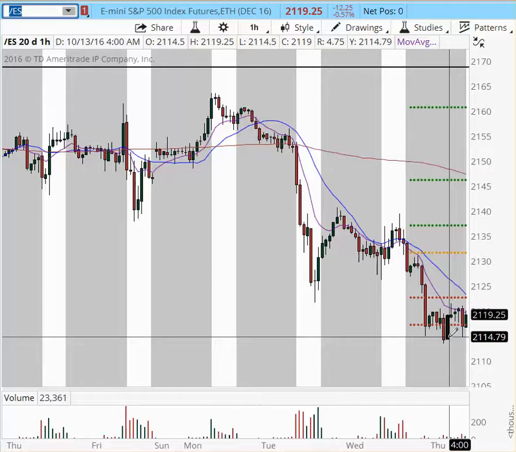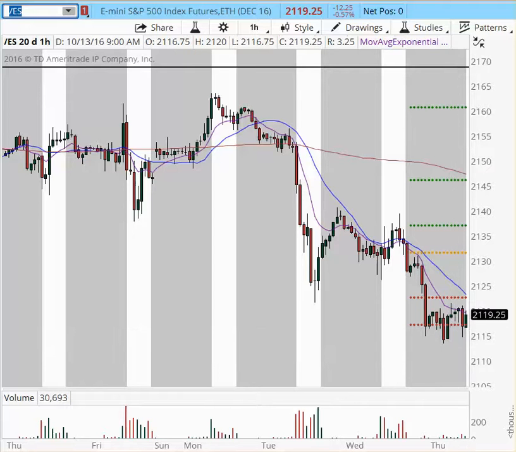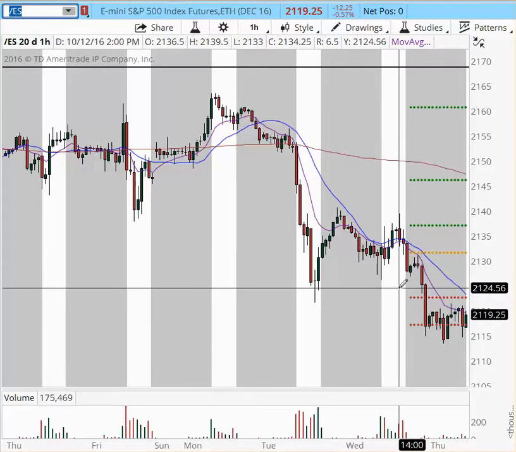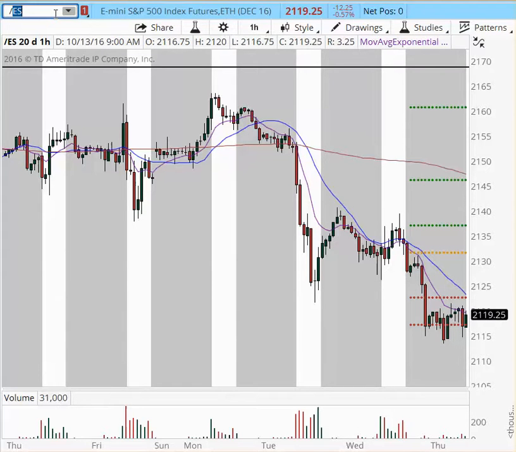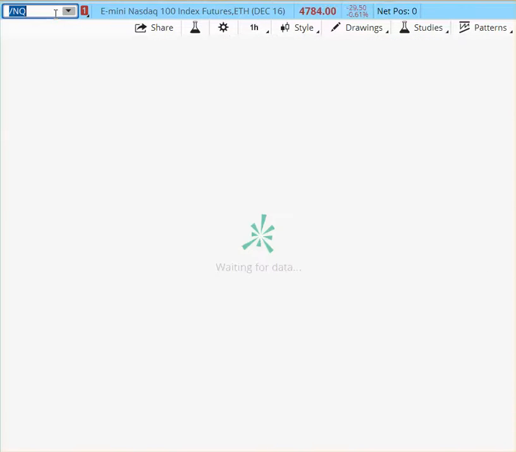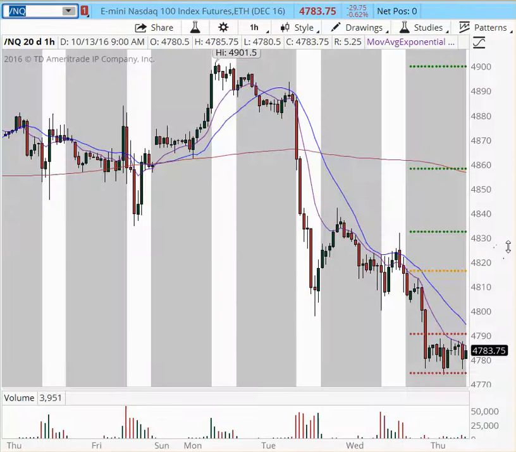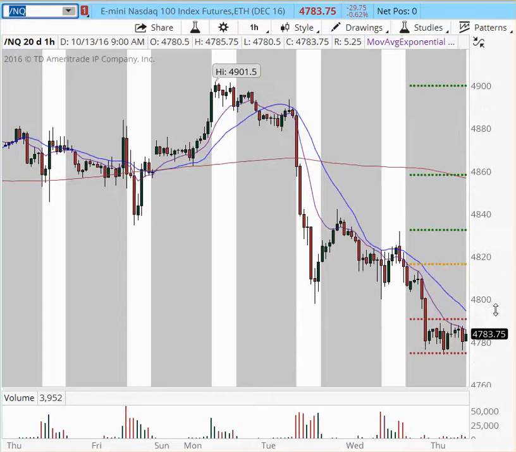And targets for the short position are going to be first target is going to be 2110. The second target is going to be 2103, and the last target is going to be 2100. So this is what I'm going to be looking for in ES. Let's move on to NQ. So NQ game plan, pretty much setting up the same way.